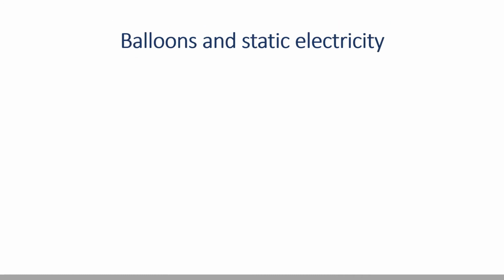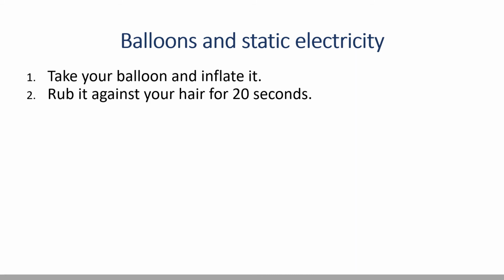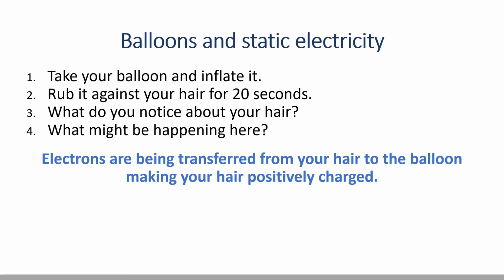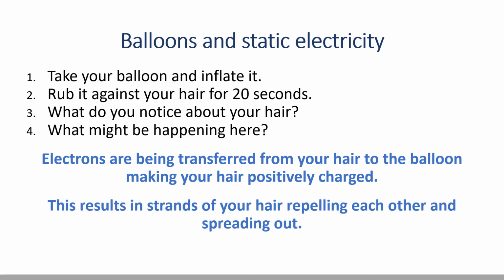Some things for you to try. I'm sure you've tried this before. Take your balloon, if you've got one, and blow it up. Rub it against your hair for 20 seconds, or maybe your clothes if you've got no hair. What do you notice about your hair? What might be happening here? What's happening is electrons are being transferred from your hair to the balloon, making your hair positively charged and the balloon negatively charged, so they attract each other. This results in the strands of your hair repelling each other and spreading out.